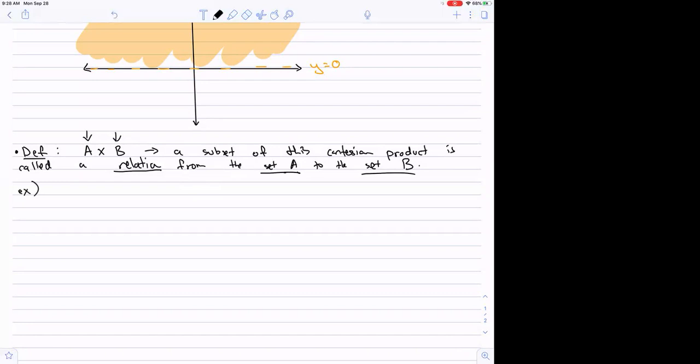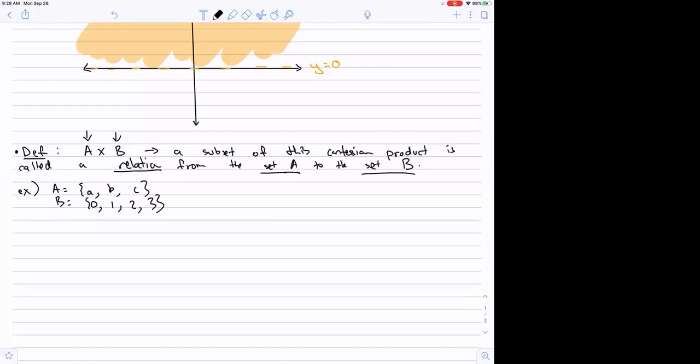For example, let's say A is the set {a, b, c}, and let's say B is the set {0, 1, 2, 3}. Then we could write out the whole Cartesian product, but I don't want to do that because there are going to be quite a few elements to write out.